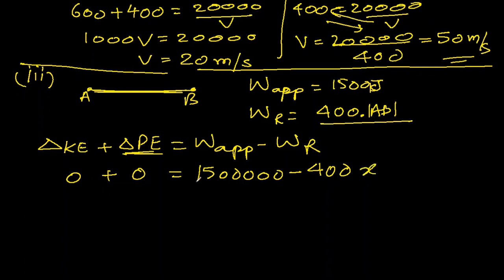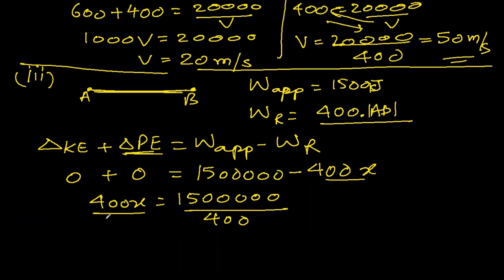Okay, so we can find X now. We'll bring 400 to the left side. 400X equal to 1,500,000. Okay, and divide both sides by 400. So X comes out to be 3750 meters. That is the distance between A and B. We need to find the time.